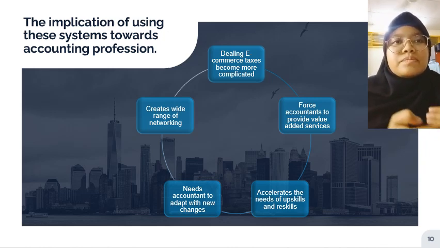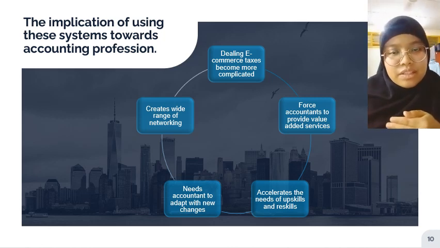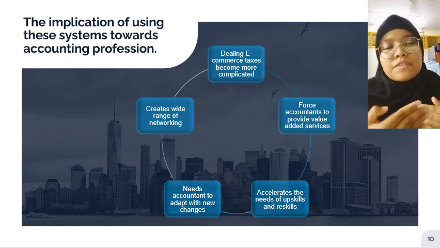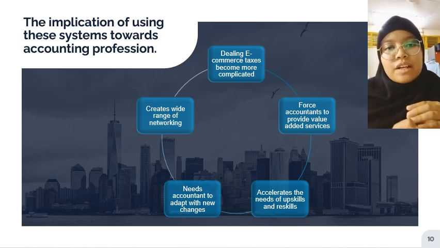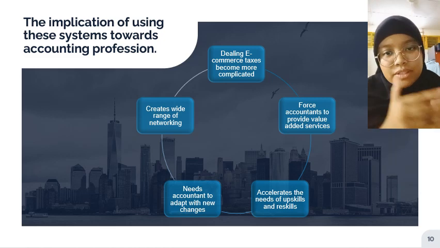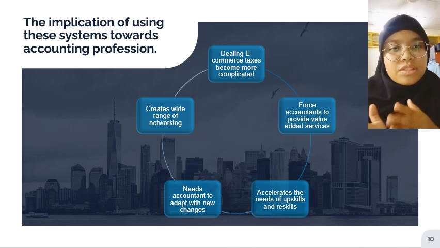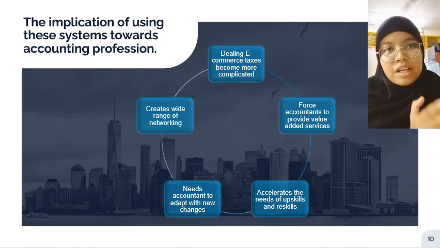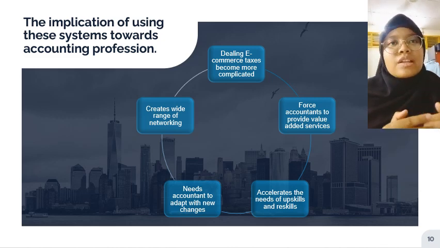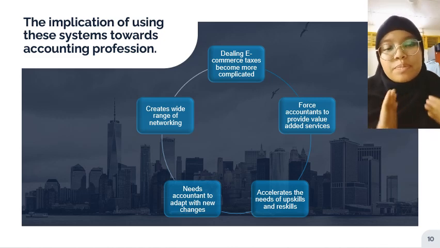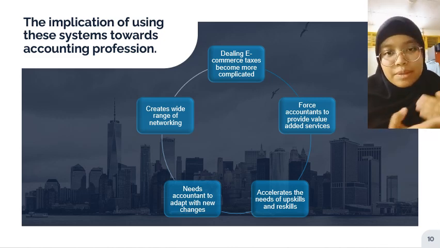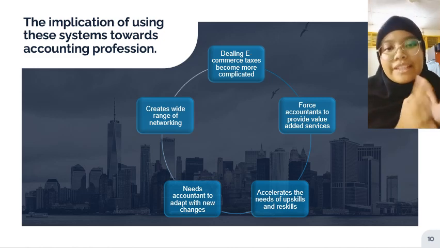So we see that traditional accountants have to give services on audit, for example, and now they have to include these audit services with the e-commerce system, with the use of this new system, and combine it with the traditional audit. So this actually helps the accountant to interpret the online financial statement. Basically it's like that.